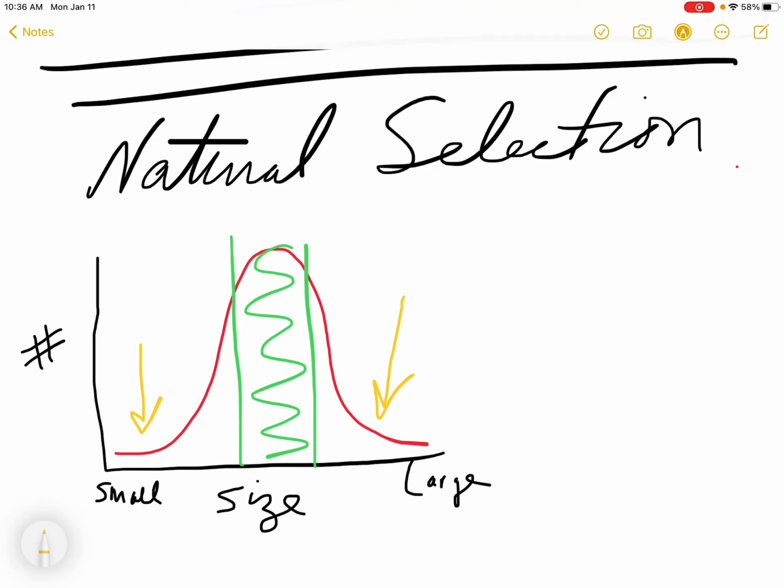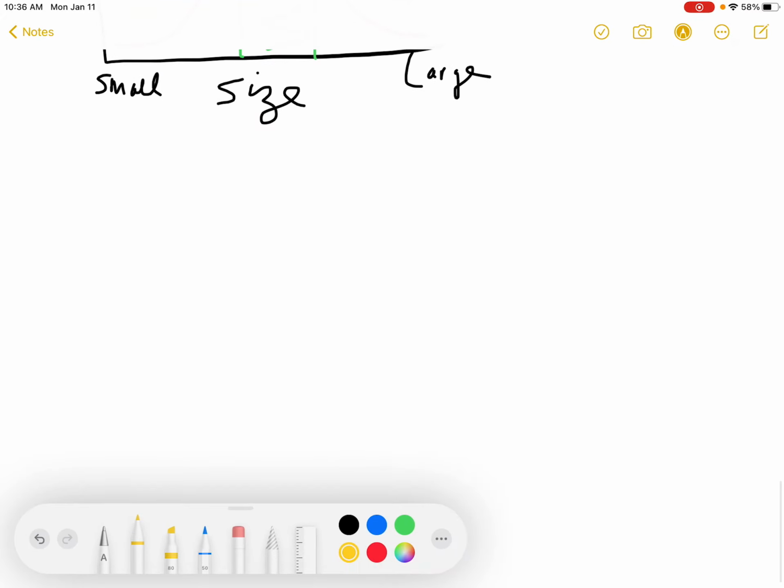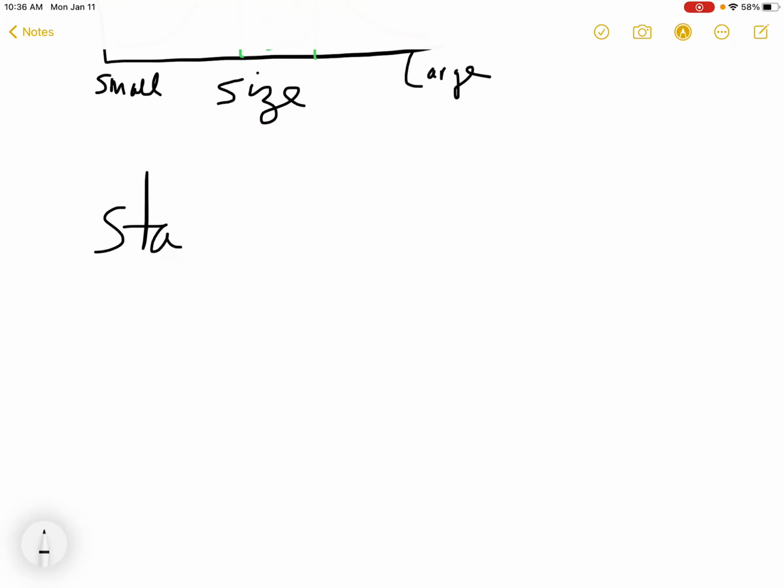In any population, most of them are going to be within a certain range, and extremely large ones would be rare and extremely small ones would be rare. So this distribution could be drawn for any type of phenotype. It could be hair color, how many have red hair, how many have brown hair, how many are tall, how many are short, whatever, it doesn't matter. And so what natural selection can do is it can shift or move the green bar, the area that becomes the most common. Okay, so the first type of natural selection is what we call stabilizing selection.